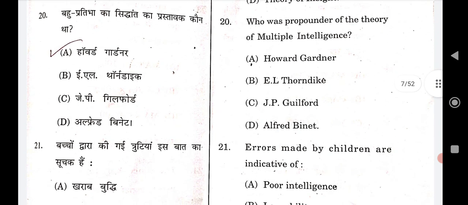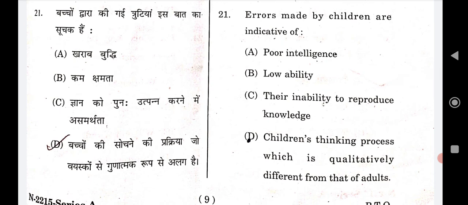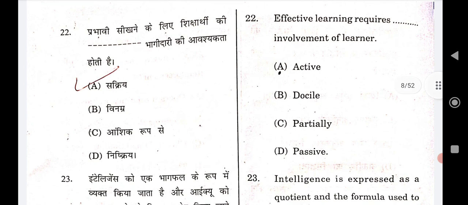Next question: who propounded the theory of multiple intelligence? So the correct answer will be A, that is Howard Gardner. Next question: errors made by children are indicative of? So the correct answer is children's thinking process, which is qualitatively different from that of adults. D is the correct one here. Next question: effective learning requires involvement of? So active involvement of the learner, that is option A, सक्रिय भागीदारी.